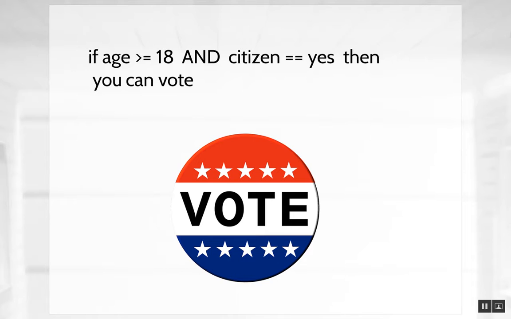This might be how you'd see it in pseudocode. If age is greater than or equal to 18 and citizen is equal to yes, then you can vote. So both the conditions, age is greater than or equal to 18 is true, and citizen is equal to yes is true for the code below to run at all. So with the AND operator, both conditions have to be true for the code to run.